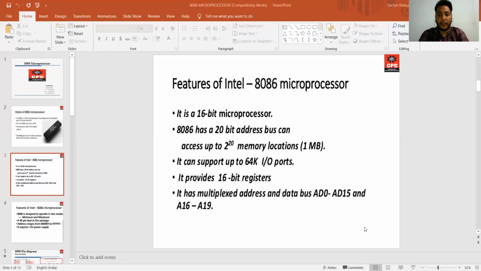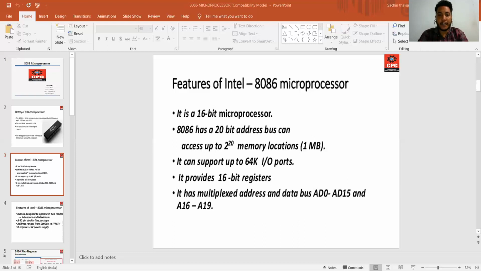Now, next are the features of the 8086 microprocessor. The 8086 microprocessor is a 16-bit microprocessor, and it has a 16-bit data bus, so it can read data from or write data to memory and ports either 16 bits or 8 bits at a time. It has a 20-bit address bus and can access up to 2 raised to the power 20 memory locations, which is equivalent to 1 MB. It can support up to 64K input output ports.